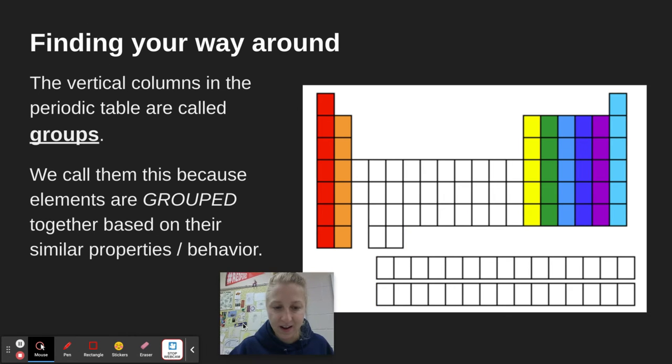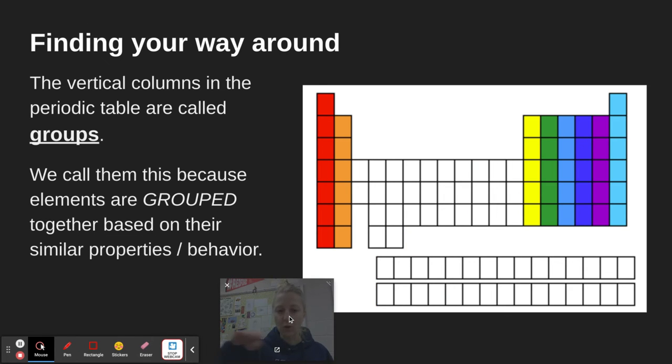The next navigational thing: we said that the horizontal side-to-side rows were called periods. The vertical up and down columns we call groups. Often elements are grouped together based on their similar traits, so that's why we call those groups.